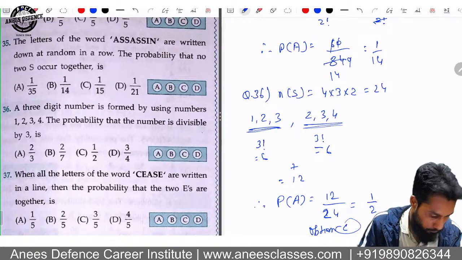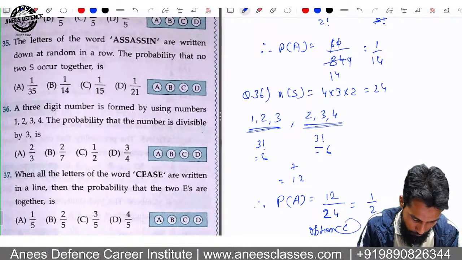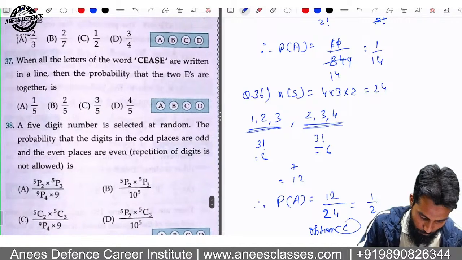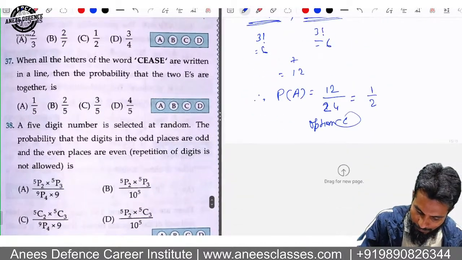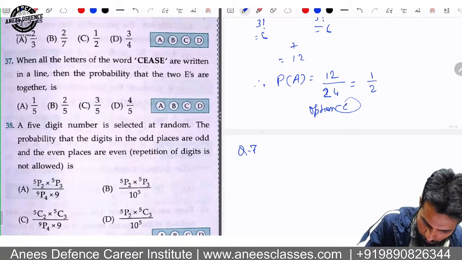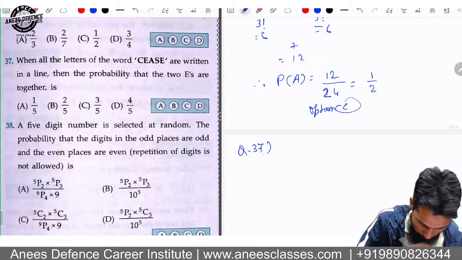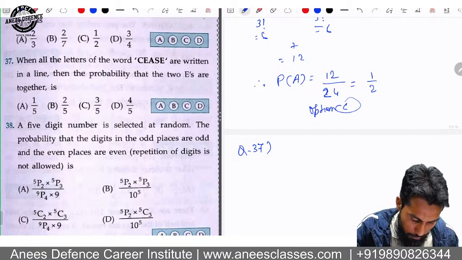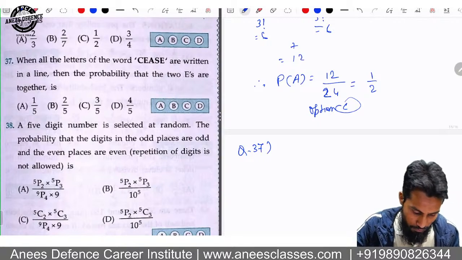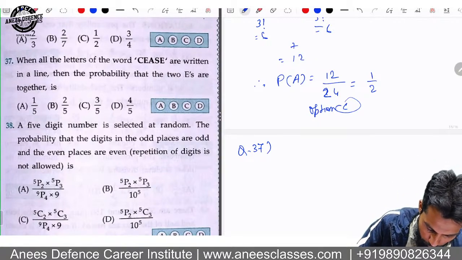37. Read the question. When all the letters of the word "sees" are written in a line, then the probability that the two Es are together. Simple question. You have to take them together simply.